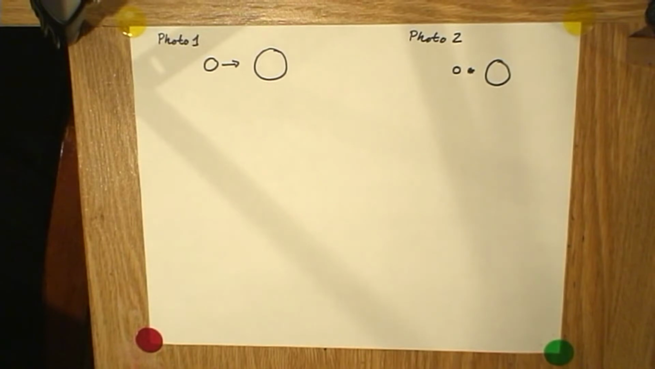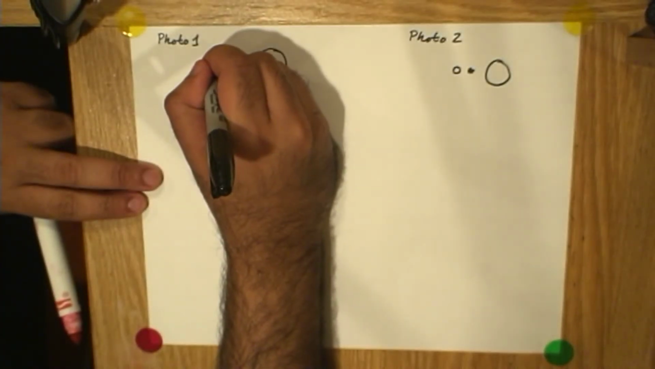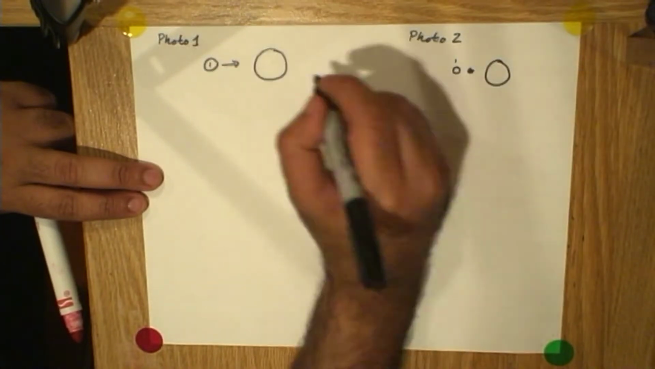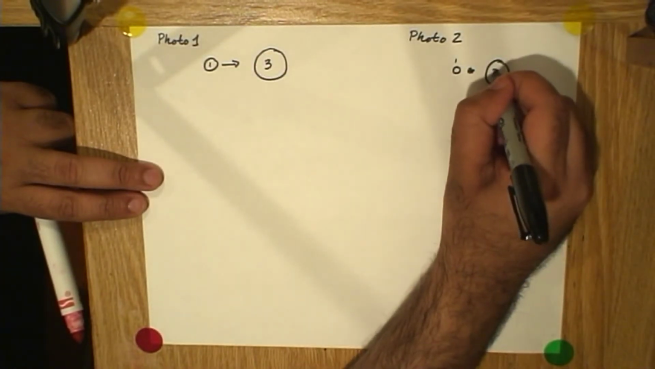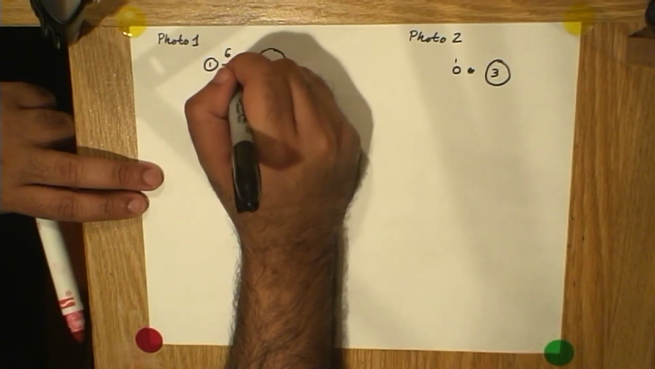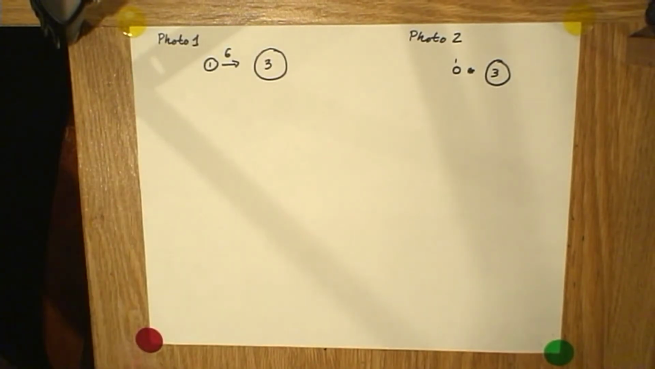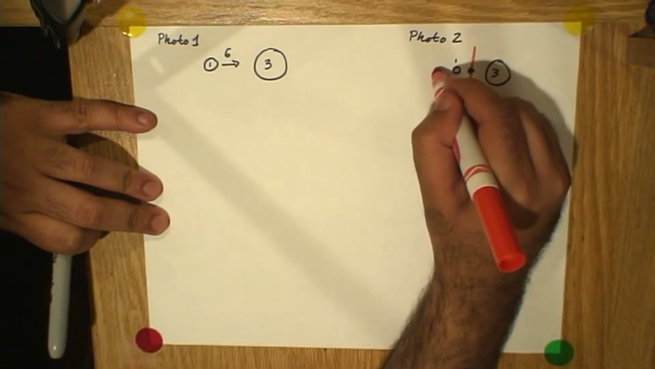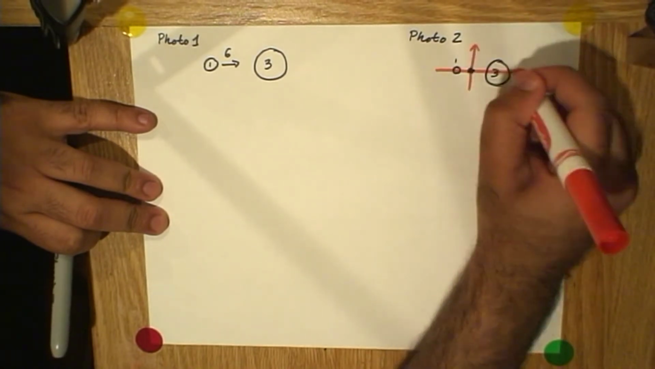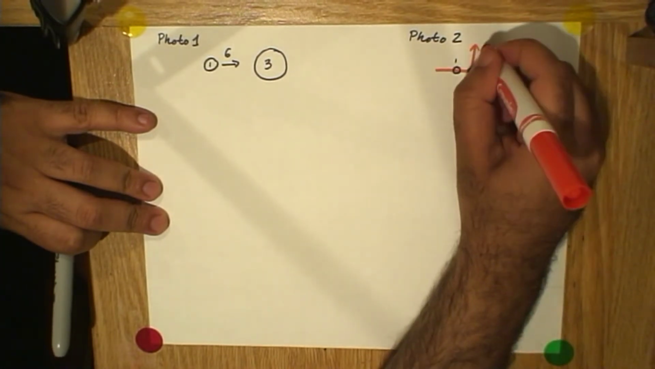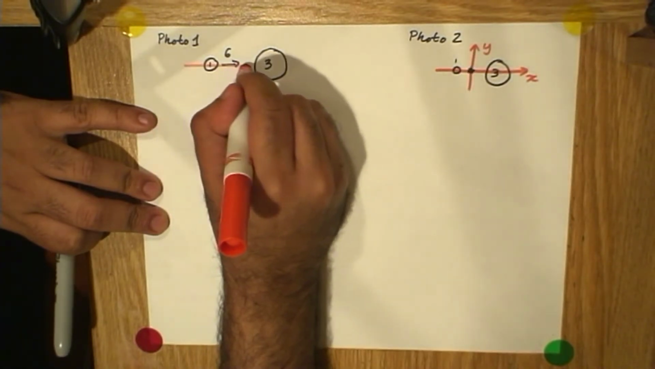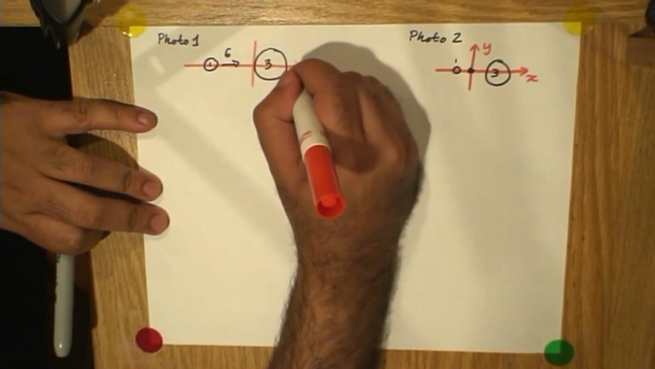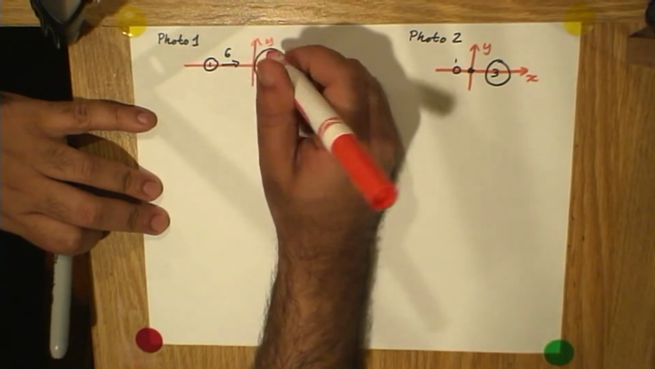Now, let us put in all the information that we know. One of the balls has a mass of 1 kilogram. Another one has a mass of 3 kilograms. The 1 kilogram ball is moving at 6 meters per second. And we know that they are going to collide. I'm going to put my origin and axes at the point of collision. So rightwards is x, upwards is y, and something similar in photo 1. It's really not necessary, but it's for the sake of consistency.